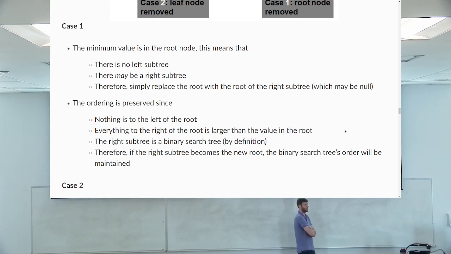Everything to the right of the root is larger than the value in the root. The right subtree is a binary search tree by definition. Therefore, if the right subtree becomes a new root, we're good to go. The binary search tree's order will be maintained. It's fine.